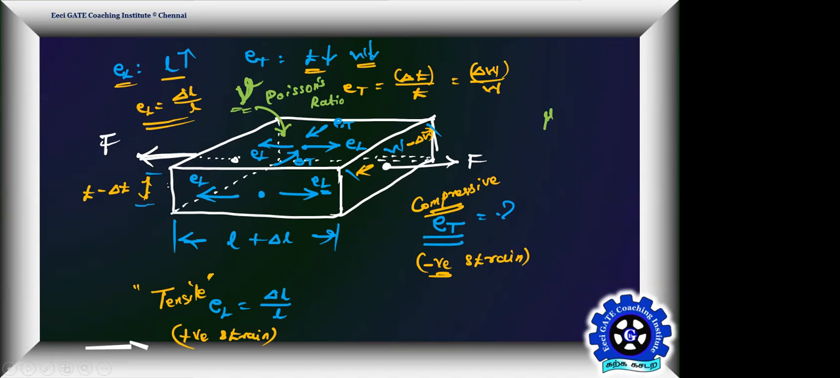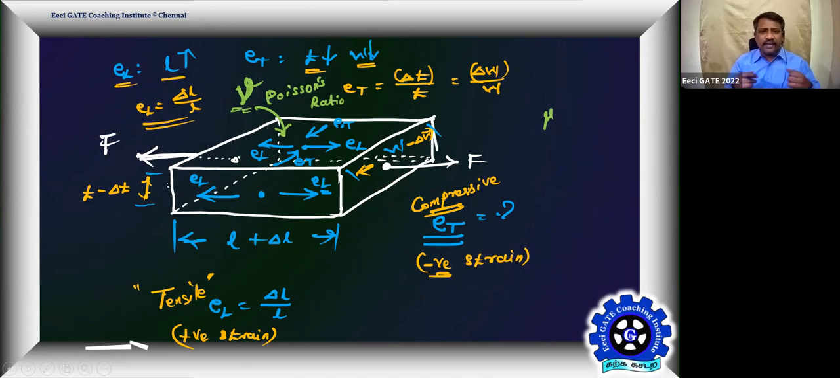Equal, sir? Because they are opposite forces. They are opposite strains. One is acting on the force axis, another one acting opposite to the force axis. So one is tensile, another one becomes automatically compressive. Suppose if I apply compressive longitudinal, then transverse will become automatically tensile. Are you able to follow me?